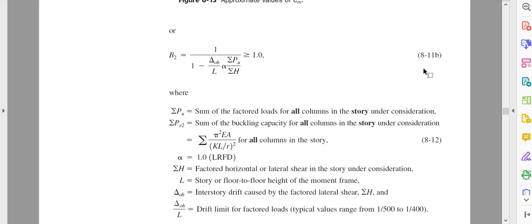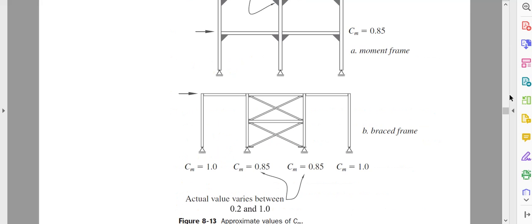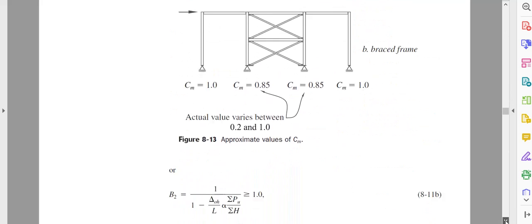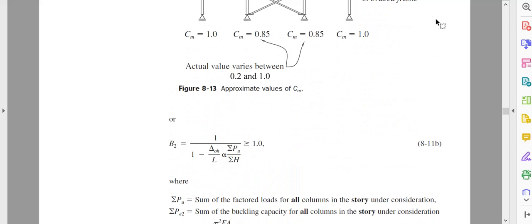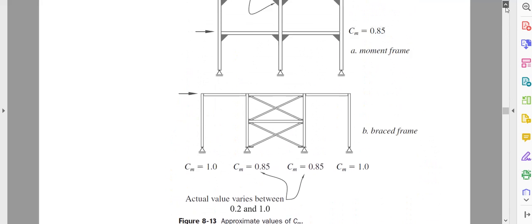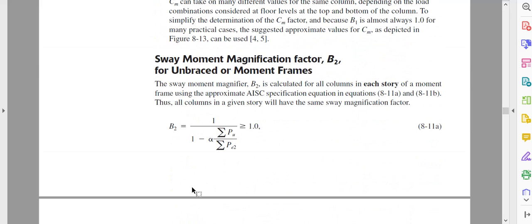Now this portion has a lot of calculation. I like to use the other equation, the first equation for B2. It is easy for me because it is a simple calculation. Summation of load on all the columns is typically known by this time. When we design a column, we should calculate the load on the column. Very easy. And then the Euler buckling force for all the columns. It's not so difficult. If you use Excel, it gives you the result in a few seconds or minutes. So this is easy for me. This is the way to find B2.